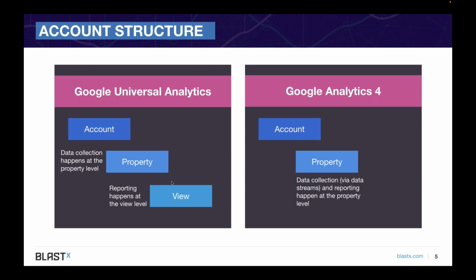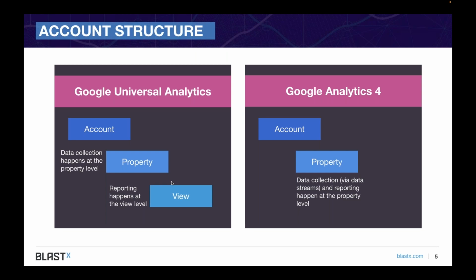In GA4, there are no views. So in GA4, you still have your account and you have your property. However, now the data collection and the reporting both happen at the property level. So you don't have that third level view where you can have multiple views. Everything is done in the property. You can view your reports. You can tailor the reports. You can do some high level filtering from the initial onset and then additional filtering within the reporting interface.